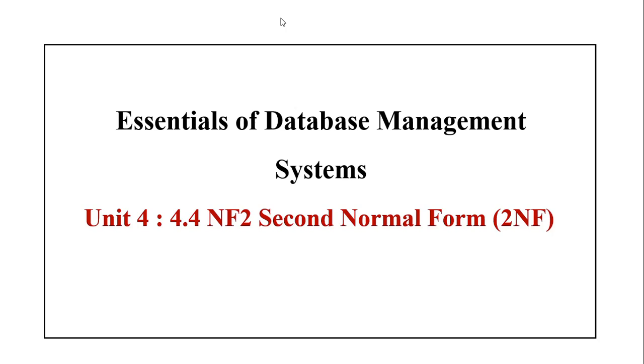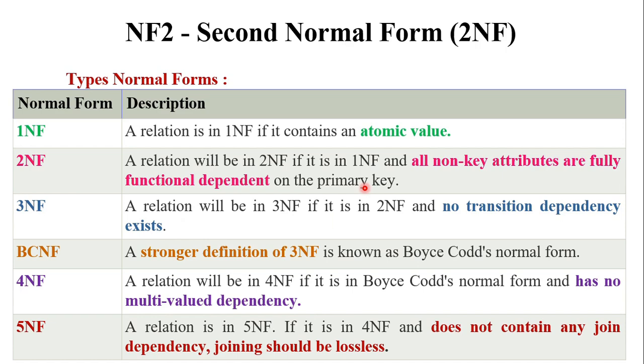Hi, welcome back. In this session, we will be discussing second normal form. In the last session, we discussed first normal form, where the condition is that all the attributes should be single valued attributes. That is, the attribute should be an atomic value, which means each value should be a single valued attribute in the first normal form.